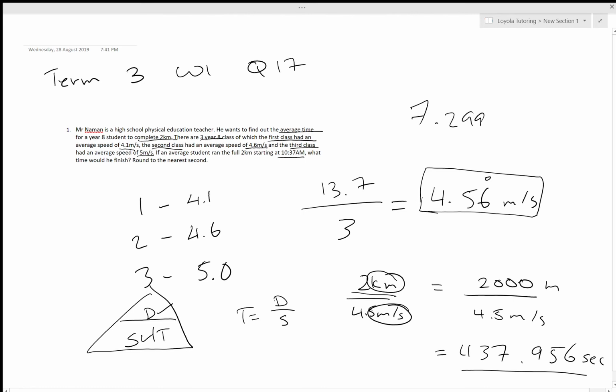7.299 minutes. Convert that, so you add 7 minutes, so it would be 10:42, and convert the remaining into seconds, and you would get, what was it, 10:42.